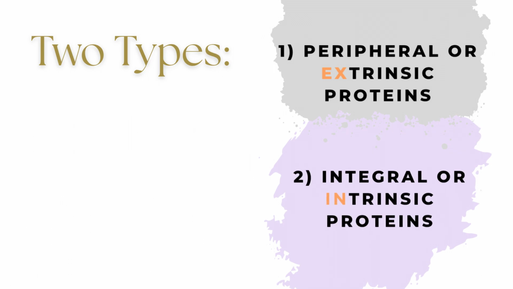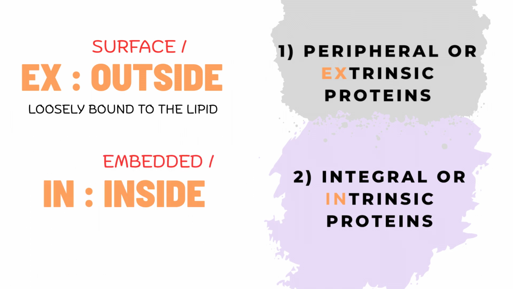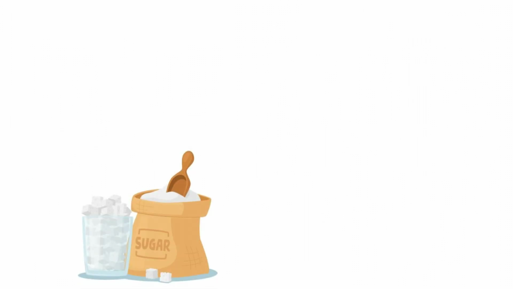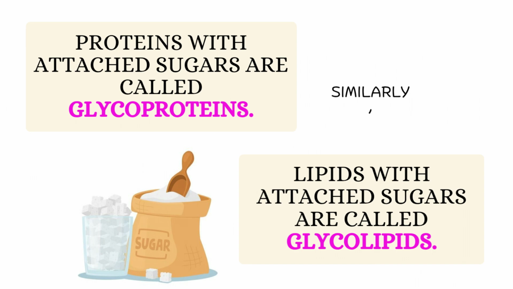According to the name itself, the peripheral or extrinsic proteins are arranged on the surface and are loosely bound to the lipid layer. Whereas the integral proteins or intrinsic proteins are deeply embedded and are tightly bound to the lipid molecules. The peripheral proteins as well as the outer part of integral proteins are studded with sugar. Such proteins with attached sugars are called glycoproteins. Similarly, sugars are also attached to the outer surface of some lipids. These lipids with attached sugars are called glycolipids.